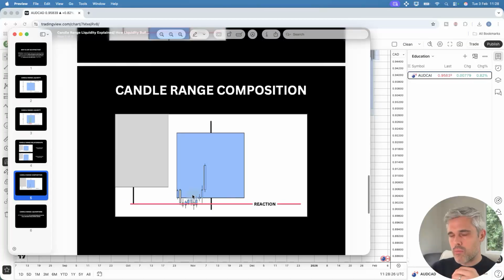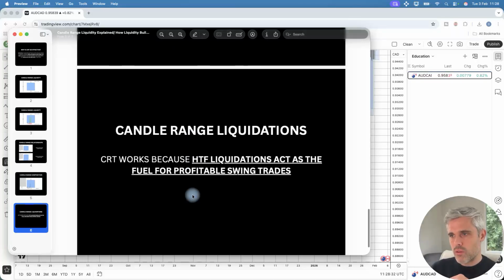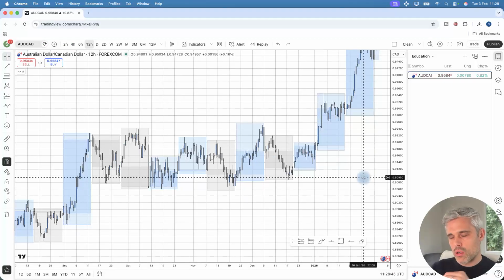So we're going to combine all of these methods, these ways of thinking, into effective swing trading. So candle range liquidations, this is so important because CRT works because higher time frame liquidations act as the fuel for profitable swing trades. So let's actually look at this on the chart.